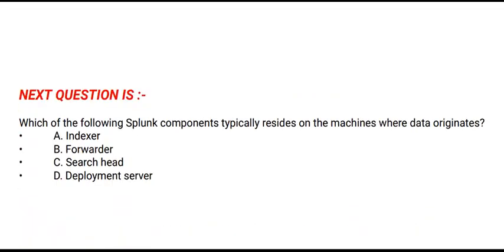Next question is, which of the following Splunk components typically resides on the machines where data originates? Options are option A, indexer. Option B, forwarder. Option C, search head. And option D, deployment server. The correct option is option B.